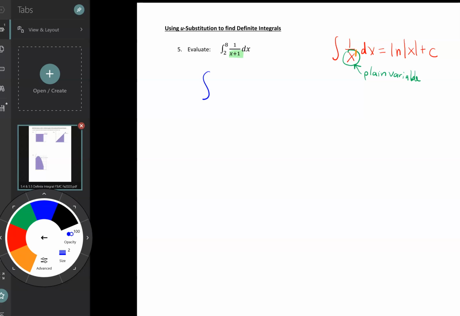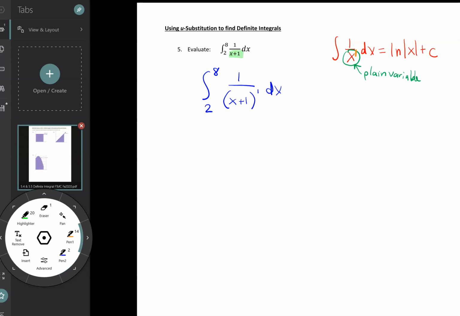You don't have to write this down, but that is a binomial to the first power. So we have this exponent of 1 going for us, so that's good. But it's not a plain variable, so that's how I know I need u substitution. So we're going to let u be the x plus 1.